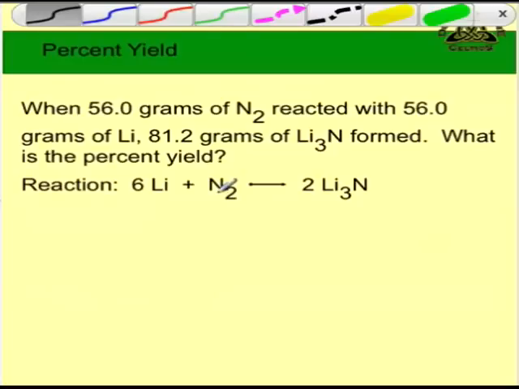When 56.0 grams of N2 reacted with 56.0 grams of Li, 81.2 grams of Li3N formed. What is the percent yield? Well, this problem is telling us that 81.2 grams of Li3N formed. This is the actual yield.